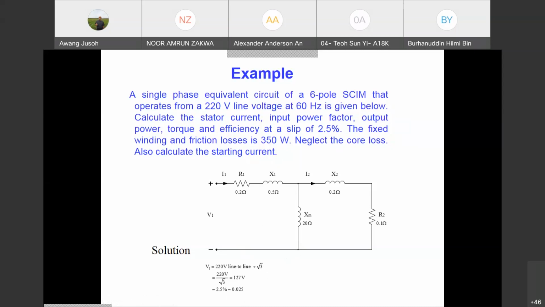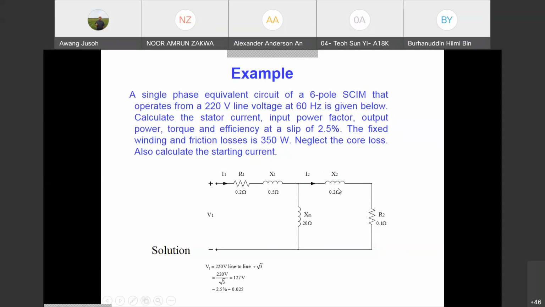Alright, so we move one by one. First, find the stator current, I1. So what do you have to do now? In order to find I1, this is like a circuit problem. You just find the total impedance first. I mean, this one series, parallel, series. But remember, for the X, you need to put J. It's an imaginary component. So JX1, JX2, JXM. If you're missing the J, then all your calculation will be wrong. Just be careful.